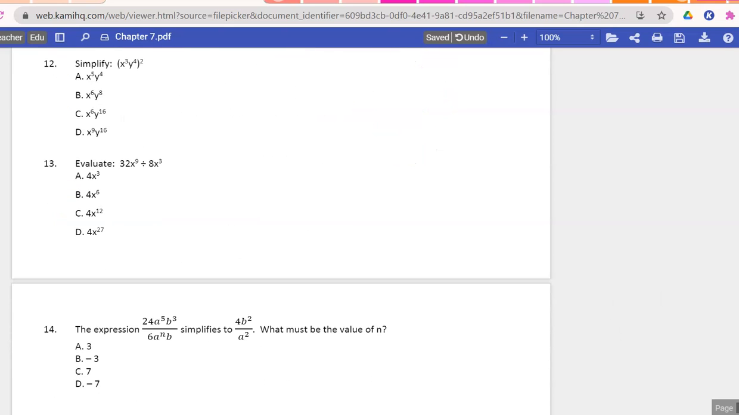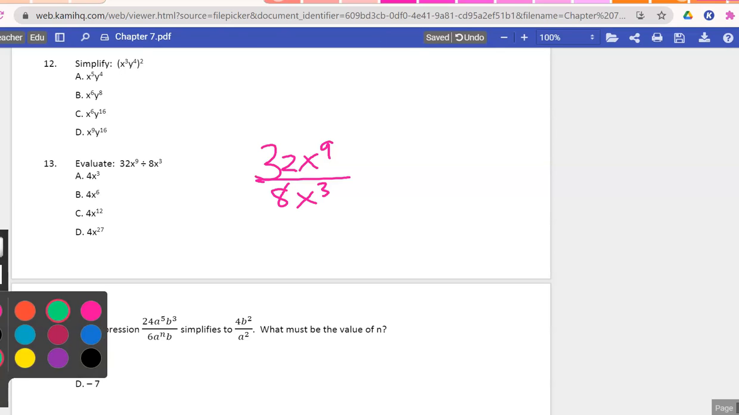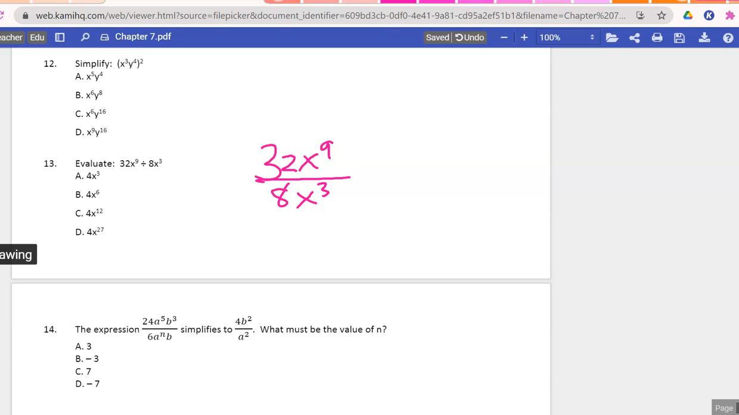Next, we're going to 13. Again, another exponent rules problem here. So you have 32x to the 9th divided by 8x to the 3rd. They just want you to evaluate this or simplify it. You didn't see them look like this in class. You saw them, we started with fractions rather than with your little division symbol in the middle. So my suggestion is to first write it like this, 32x to the 9th over 8x to the 3rd. That's probably going to remind you what you need to do here.